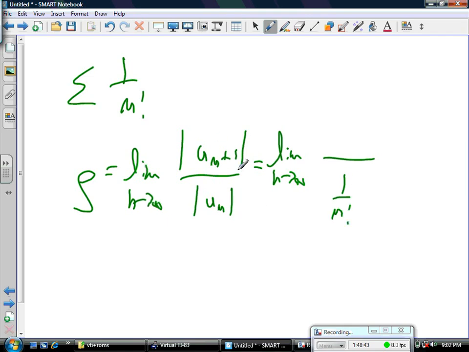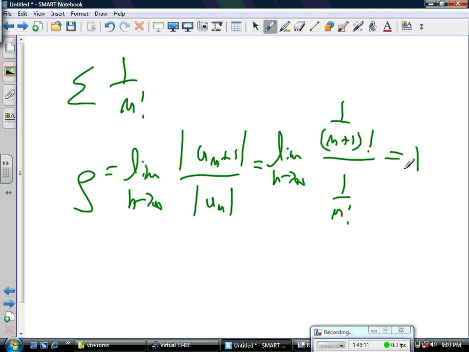U sub n plus 1 is what? Plug in n plus 1 wherever you see n, so what should I write? 1 over n plus 1 quantity factorial. Now this is what the ratio test says. If this is less than 1, you have convergence. If it's greater than 1, you have divergence. If you get equal to 1, that can happen, the test fails. Try some other test. The test is inconclusive.